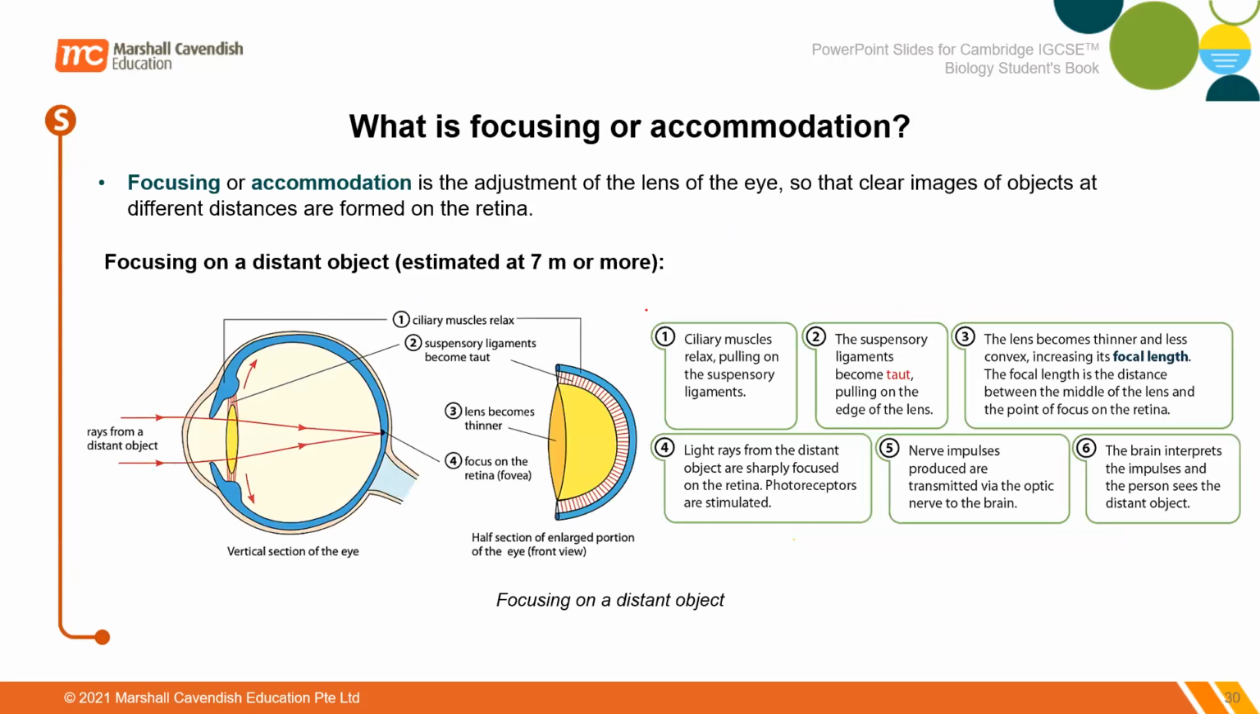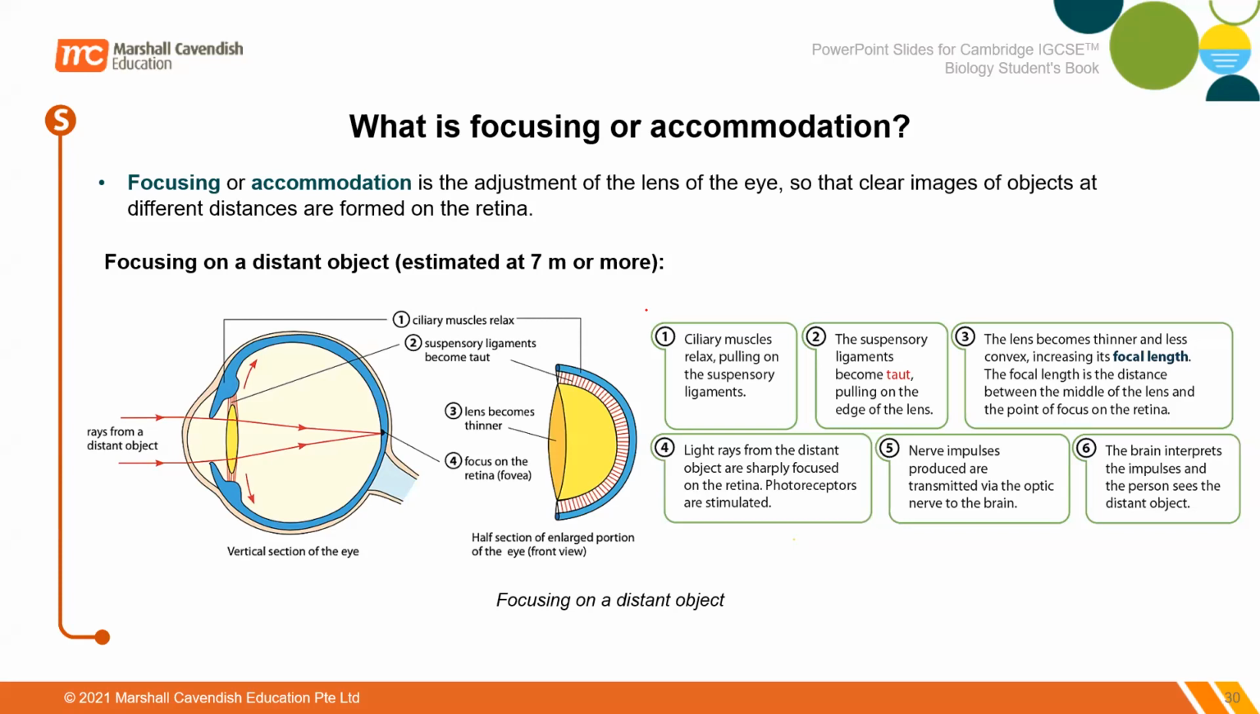This is the most important slide in the eye structure, the most important part. How we are focusing, or accommodation: how the eye accommodation works, the adjustment of all of the eye parts in order to see a clear image.